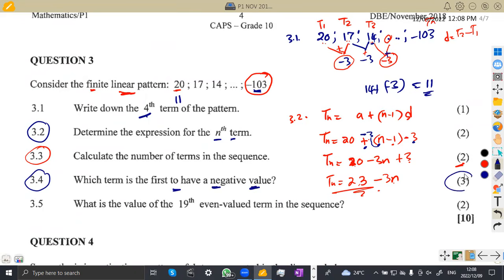All right, guys, there are so many terms here, so it depends on your patience. Some can even try to write the numbers from 20, 17, 14, up to that term, which is going to be a negative, and count the number of terms. How many terms are there up to that first term? That's going to take a lot of time. So what can we do to avoid that?